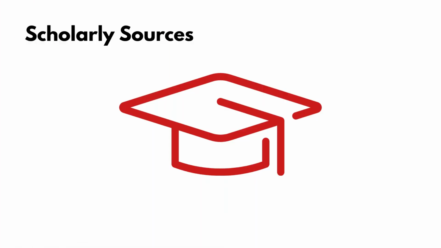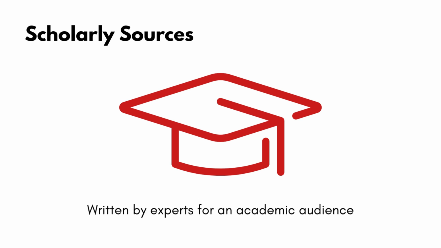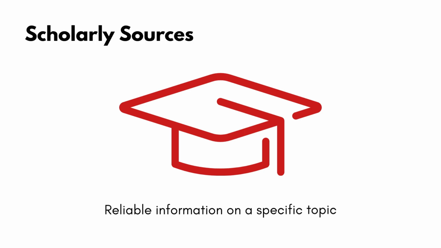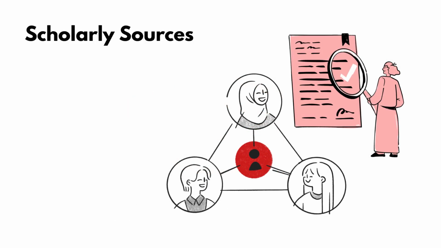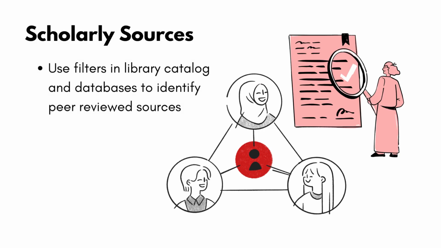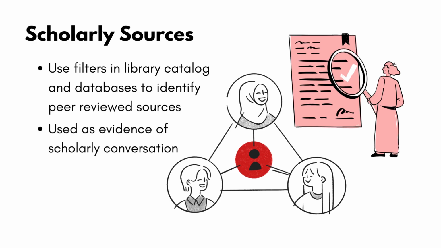Some of the secondary sources you come across may also be considered scholarly sources. These are sources that are written by experts for an academic audience. They contain high-quality information and include citations for other sources used. We use these sources when we need to reference reliable information about a specific topic. In Saint Search and in many of the library's databases, you can use filters to identify peer-reviewed sources in your search. You'll interact with scholarly sources in the same way you would secondary sources, as evidence of scholarly conversation.